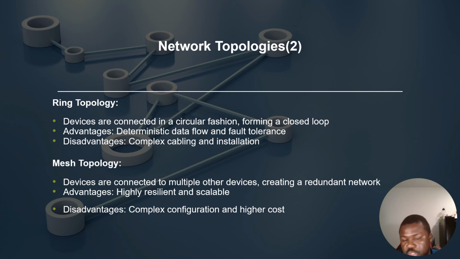In a mesh topology, on the other hand, devices are connected to multiple other devices, creating a redundant network. The advantage found in a mesh topology is that the network itself would be highly resilient and scalable. The disadvantages are a very complex configuration and a higher cost of installation.